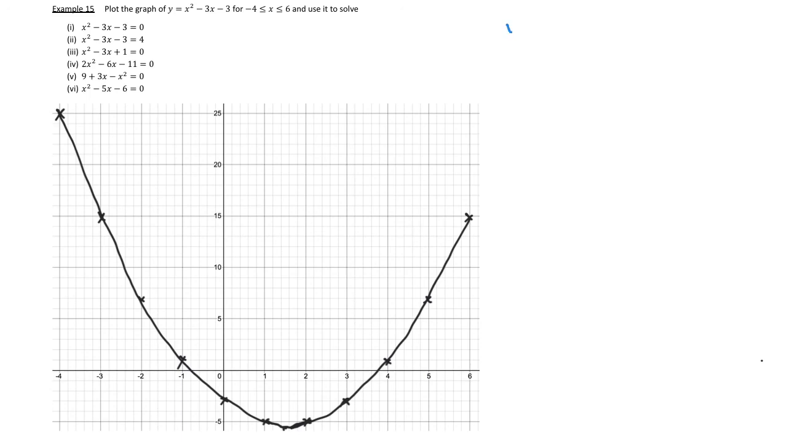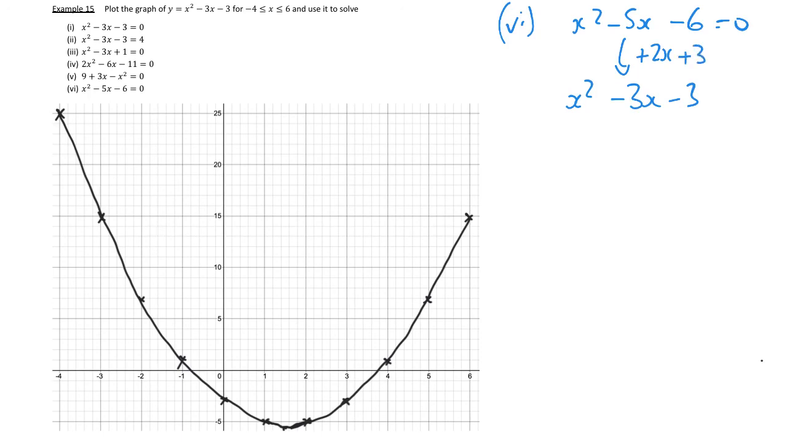And lastly, part 6, we've got x squared minus 5x minus 6 equals 0. We need to get to x squared minus 3x minus 3. To get from minus 5x to minus 3x, we need to add 2x. From minus 6 to minus 3, we have to add 3. We need to do the same on the right, and we get 2x plus 3. So what we need to do is draw the line y equals 2x plus 3.